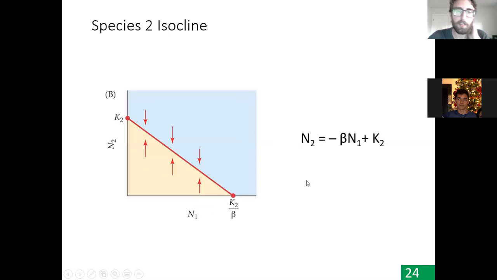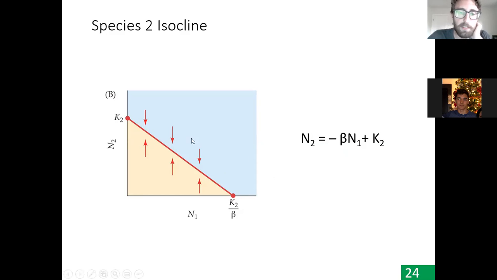All right. We can do the same thing with species 2. So here's species 2's isocline. We don't have to modify it because N2 is already the y in that equation for the line here. We can see that the y-intercept is K2, and so that's shown here. The x-intercept, if we substitute in 0 for N2 and then solve for N1, we end up getting K2 over beta, so that's the x-intercept here. And you can see that we have a negative slope.